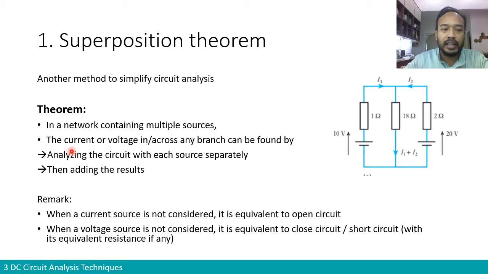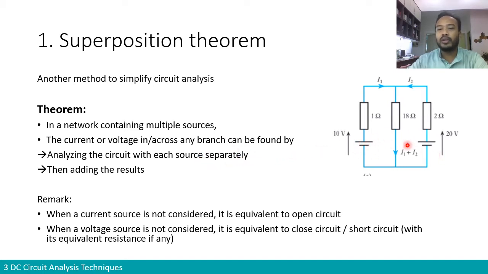So what does it say? It says that the current or voltage in or across any branch, so current through a branch or voltage across a resistor, for example, can be found by how? By analyzing the circuit with each source separately. So instead of looking at it with two sources simultaneously, we can consider as if the circuit only has one source at one time. So analyze the circuit with each source separately.